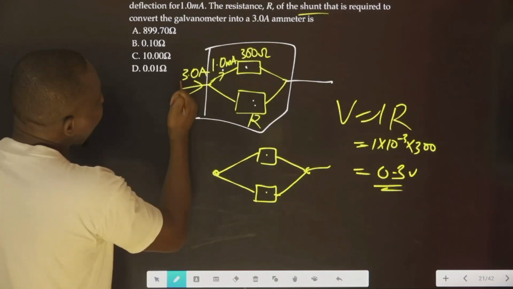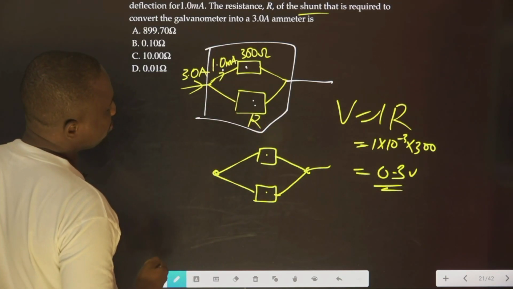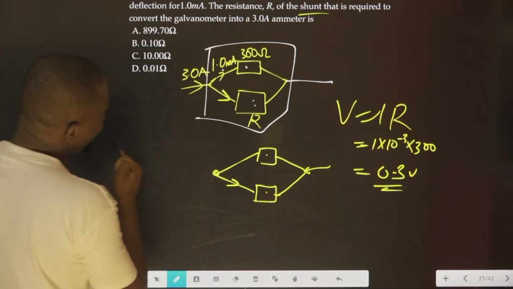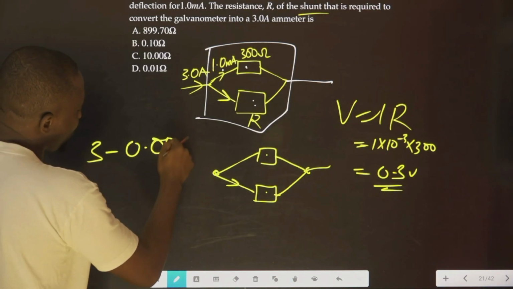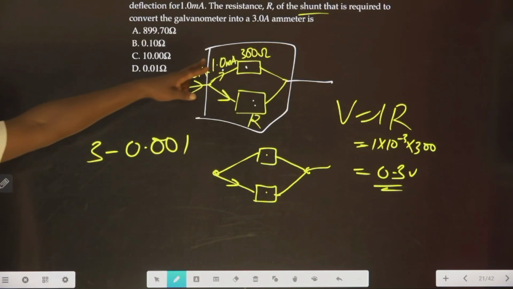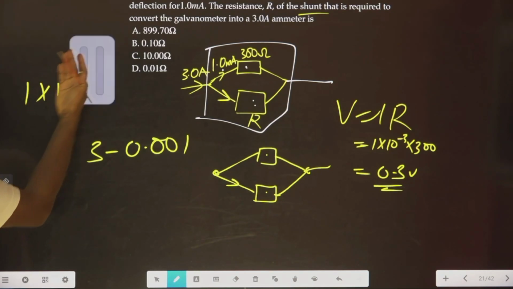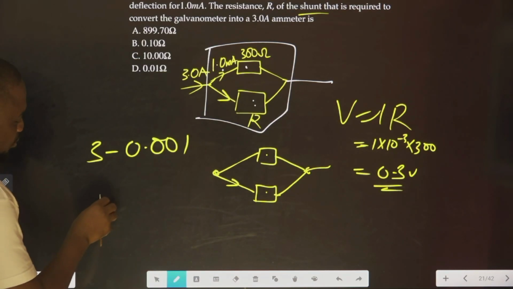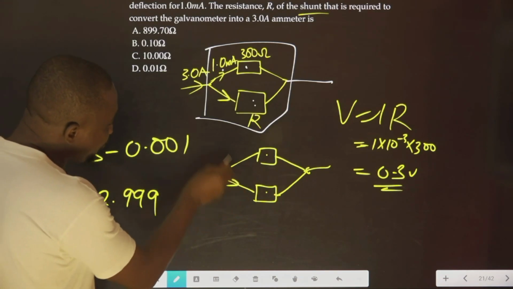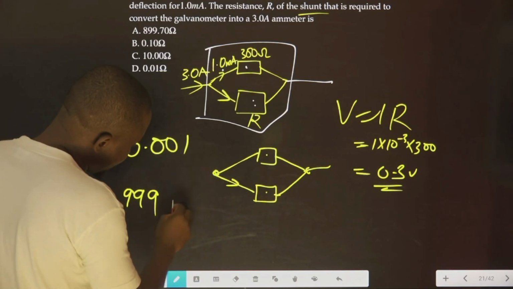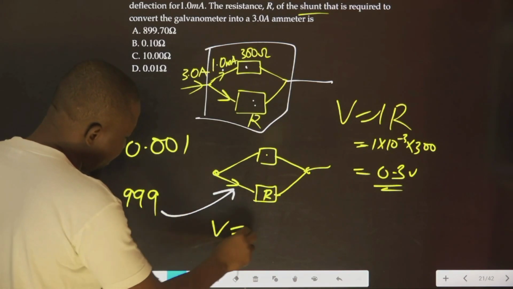For this one, everything that is coming here is 3 amps. We have removed this. What is the remaining one? So the remaining one that will come here now is what? 3 minus 0.001. Okay? That is, if you multiply this, that is 1 multiplied by 10 raised to the power minus 3. So if you subtract this, I'm going to have 2.999. Okay? That is the remaining one for this side. For this side, that is for this. So we have R here. What is the voltage here now? It is this 2.999.